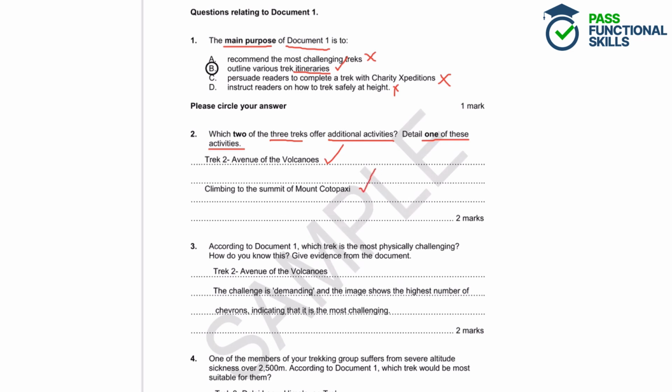Question 3. According to document 1, which trek is the most physically challenging? How do you know this? Give evidence from the document.